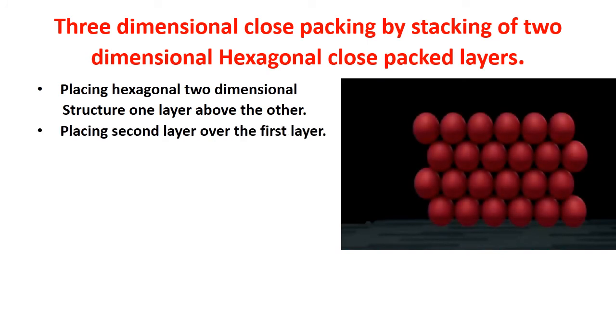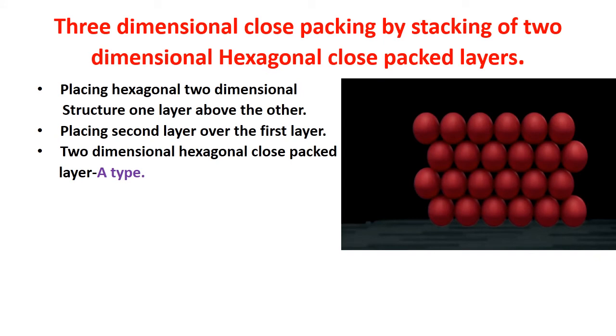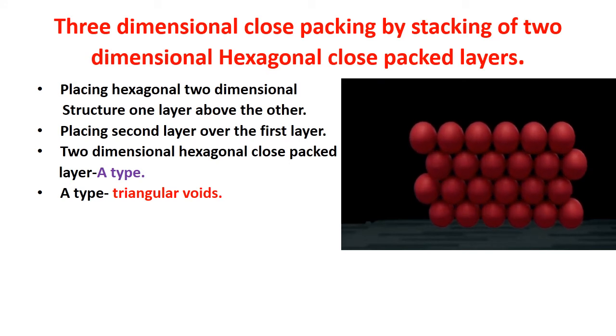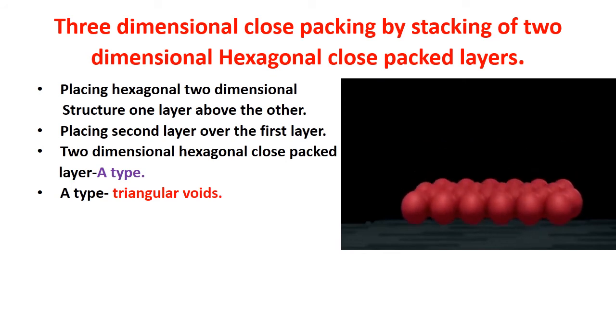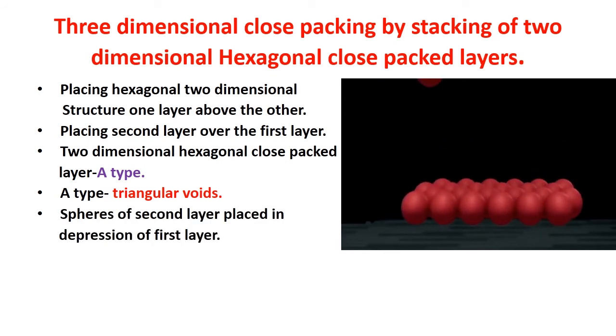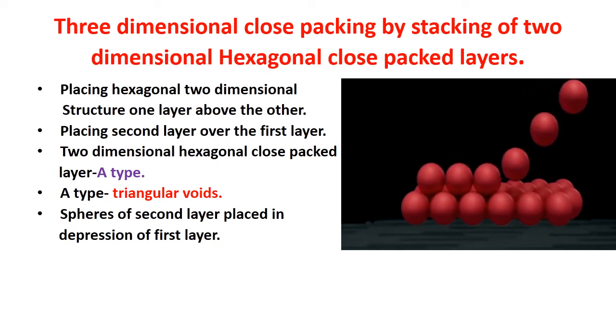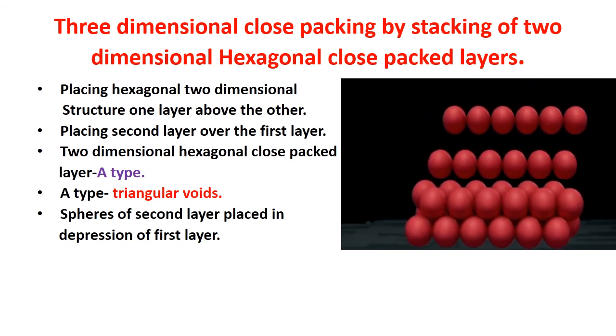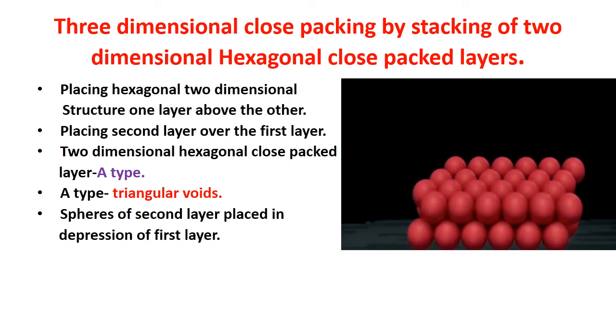Placing the second layer over the first layer, we will consider the 2-dimensional hexagonal close pack layer as A type, and this A type has triangular voids in its layer. Place the close pack second layer in such a way that the spheres of the second layer are placed in the depressions of the first layer, which is called a staggered manner. As the spheres of the second layer are aligned differently as compared to the first layer, we will call this second layer B type.